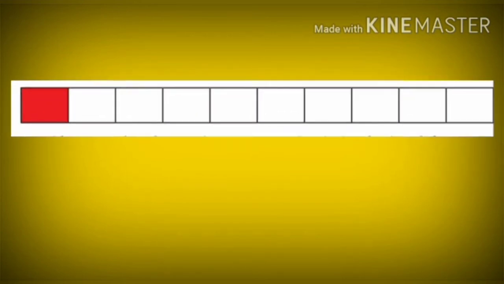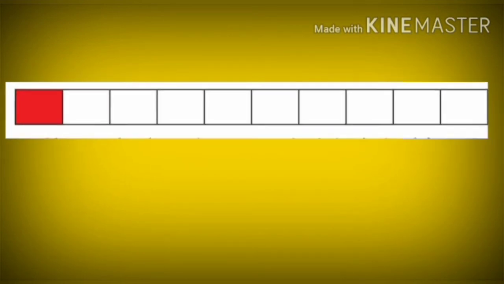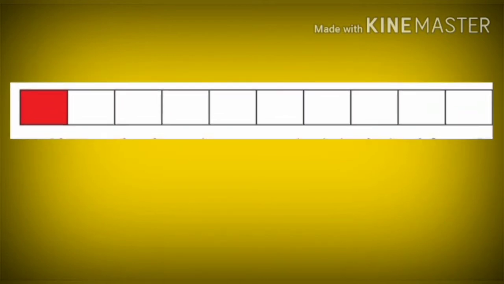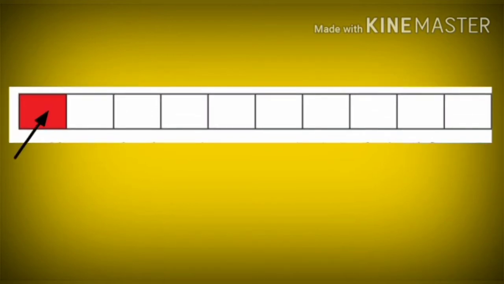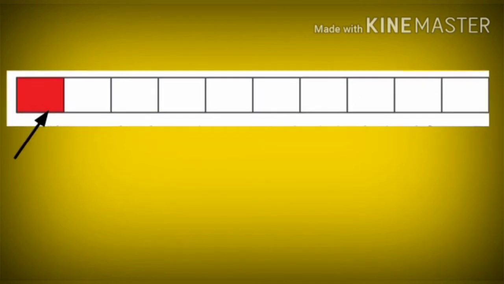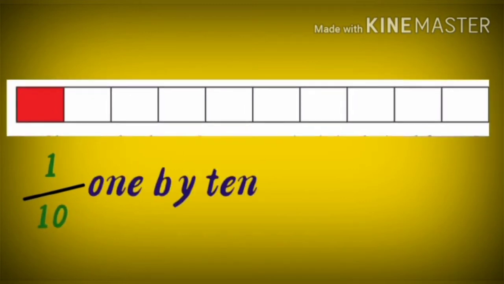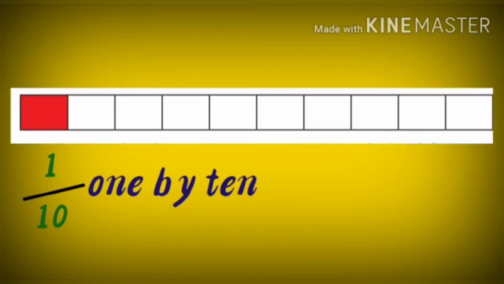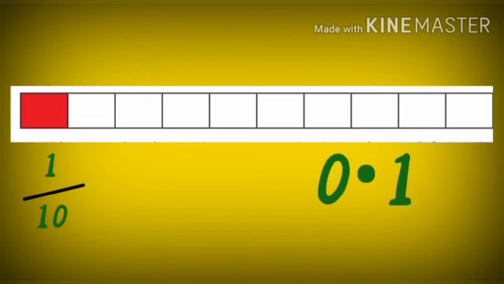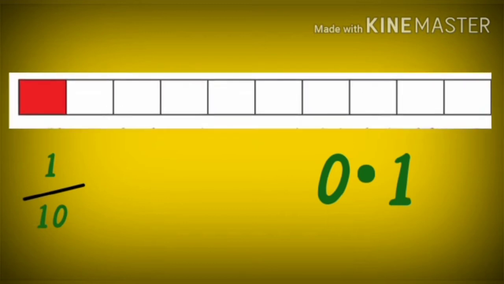Observe the next example. Rectangle. A rectangle with 10 equal parts is given. Color a part with red. Observe the denominator to write it in decimal form. In fraction, it is 1 by 10. In decimal, it is 0.1. It is read as 0.1.